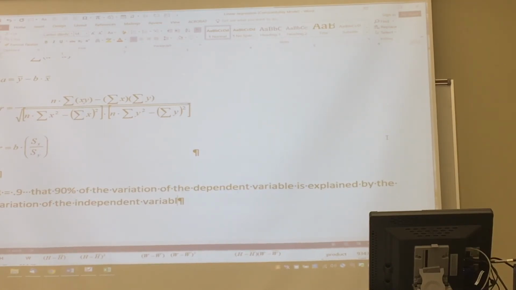Doesn't matter. If it's 1, it just says that your slope is going like this and there's a positive correlation. If it's negative, it says that you have a negative correlation, which says as one variable increases, the other one decreases.